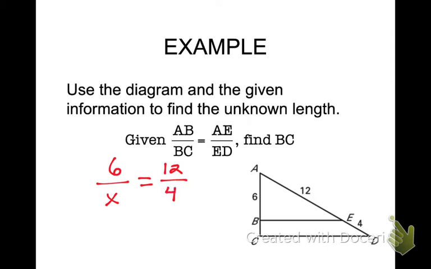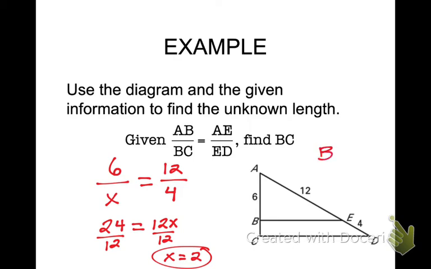Cross multiplying, 6 times 4 is 24 equals 12 times X, which is 12X. Dividing by 12 gets me X is equal to 2. Oh, I'm not done. What did X represent? BC. So BC is equal to 2 should be my final answer.